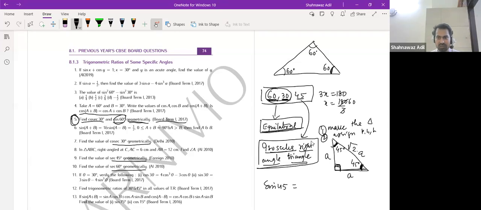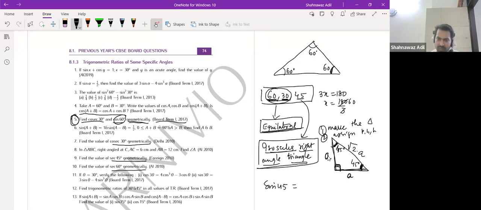Wait, how do you create the triangles? For 45-degree, I know I'll have to use a right angle triangle. How can I get 45-degree with a right angle triangle? If I make an isosceles triangle, I can get 45-degree. Then the base and perpendicular are the same because it is an isosceles triangle, and I can always calculate the hypotenuse.